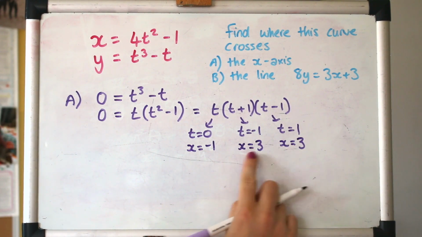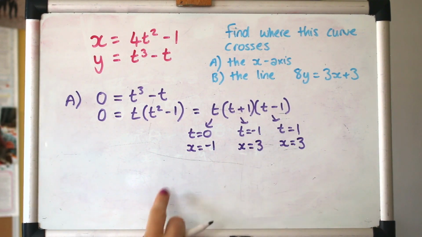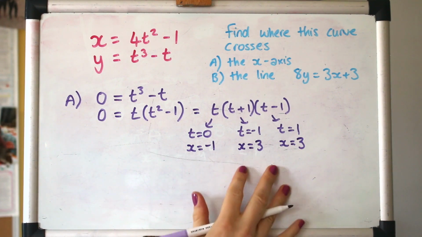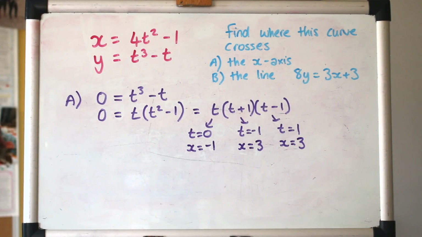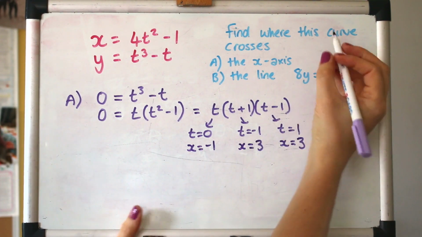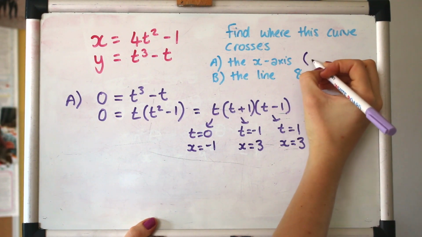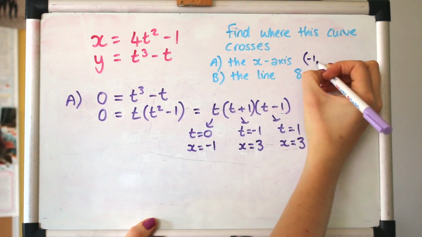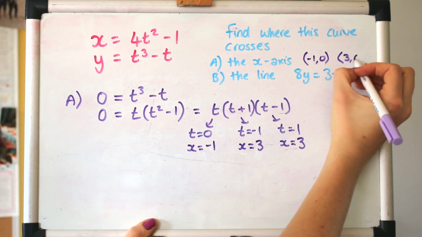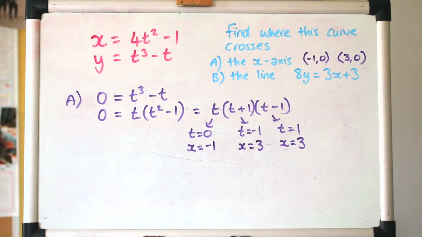So we've got a repeated solution here, so probably the curve is crossing and then coming back and crossing again. I'm not sketching this curve today, but that's a repeated solution, and we've got this one here. So we've got 2 different points where it crosses. We've got minus 1, 0, and then we've got this other repeated one, which is 3, 0, and those are our solutions for part A.